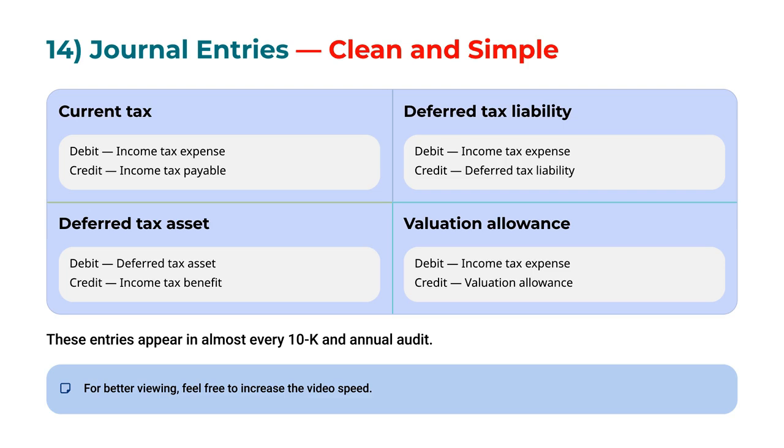Journal entries. Clean and simple. Current tax: debit income tax expense, credit income tax payable. Deferred tax liability: debit income tax expense, credit deferred tax liability. Deferred tax asset: debit deferred tax asset, credit income tax benefit. Valuation allowance: debit income tax expense, credit valuation allowance. These entries appear in almost every 10-K and annual audit.